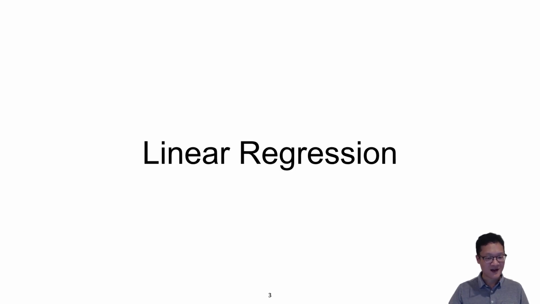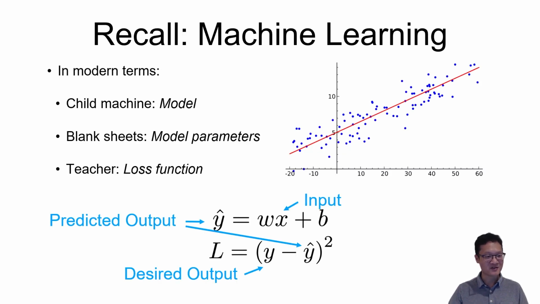Okay. So with all of the math out of the way, we're finally ready to look at the first topic in machine learning, and we're going to be using all the math that we just did. The first topic actually involving machine learning is linear regression. We introduced a picture of this a little earlier when we talked about how the child machine that we're trying to teach is what we called the model in machine learning. The blank sheets of the child machine are the model parameters. And the teacher, how do we teach the machine? We teach the machine using a loss function.